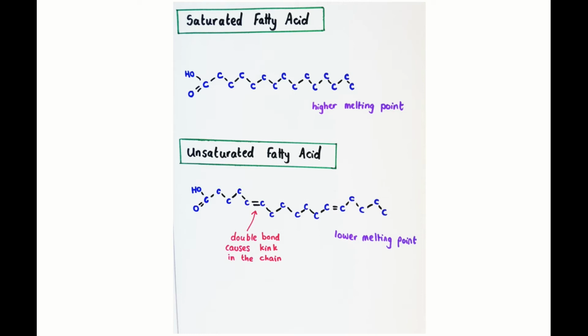Unsaturated fatty acids have at least 1 double bond in the carbon chain. This double bond causes the chain to bend at that point, so the fatty acid chains don't lie together so closely, and so they have a lower melting point.